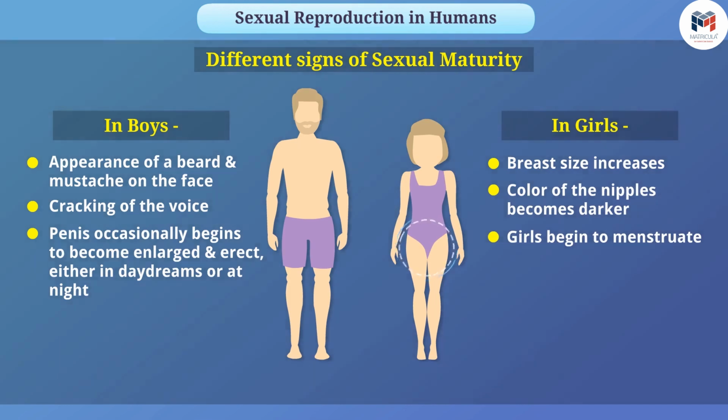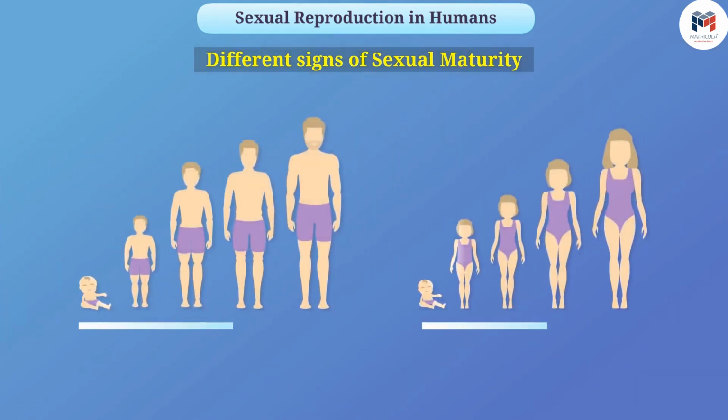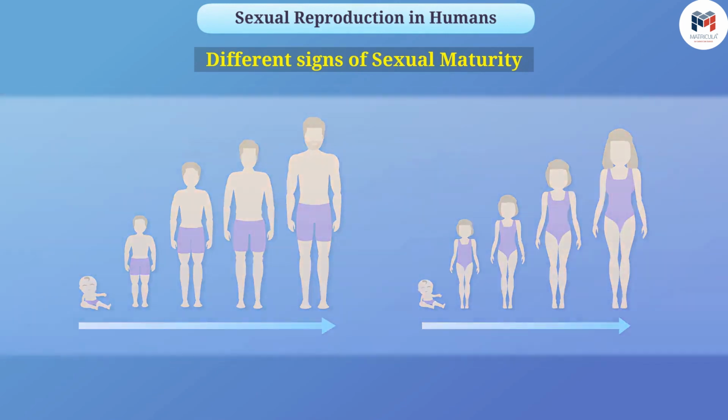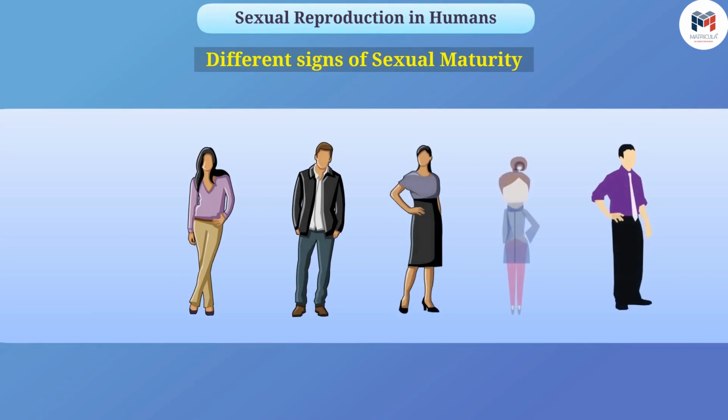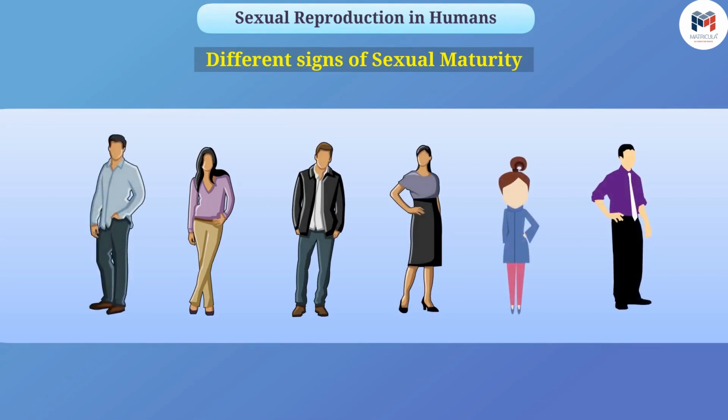Keep in mind that these changes occur slowly over time. All these changes may occur at different ages in different individuals. Also, it is not necessary that all changes occur in a person at the same time. These are slow changes with respect to time.